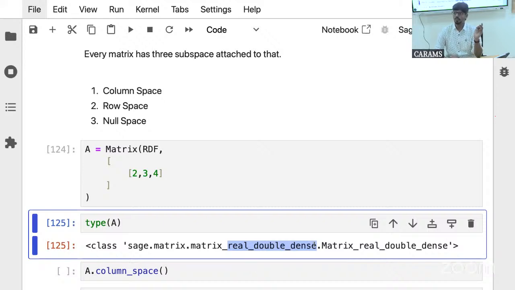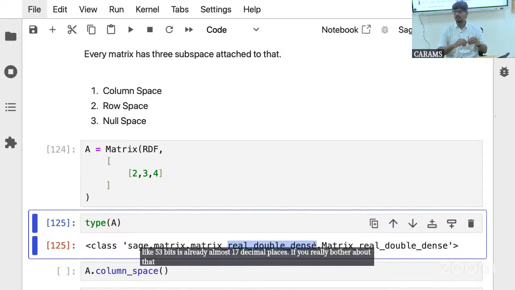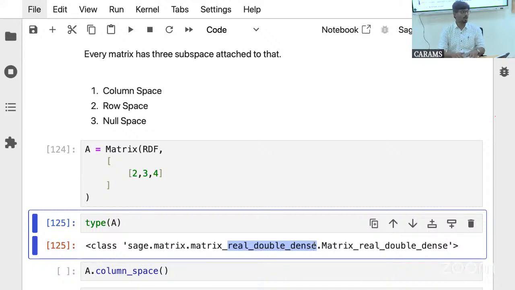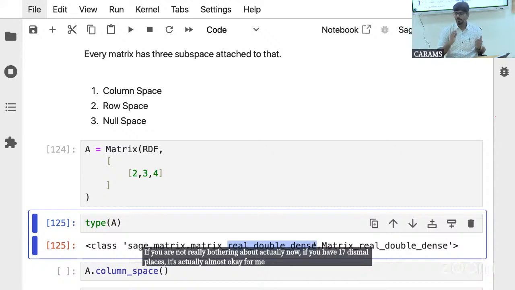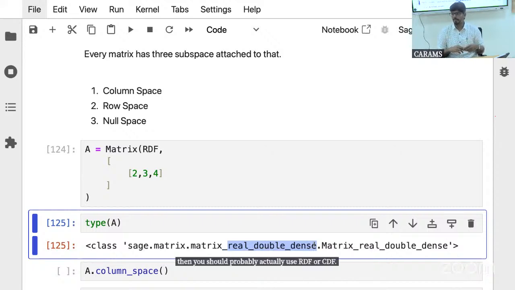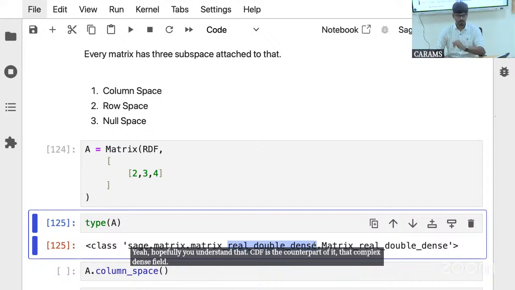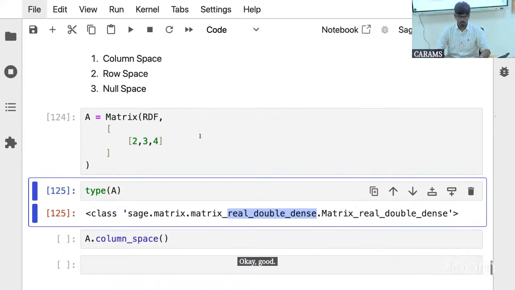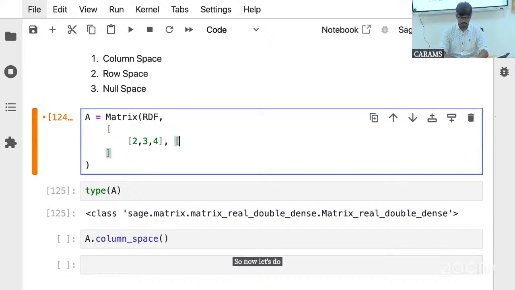If you really don't bother about precision, 53 bits is already almost 17 decimal places. If you really care about that, then you have to stick to RR. If you're not bothered, and 17 decimal places is almost okay for you, then you should probably use RDF or CDF. Hopefully you understand that. CDF is the counterpart of it, the complex double field. Okay, good. So now let's do the matrix over here.